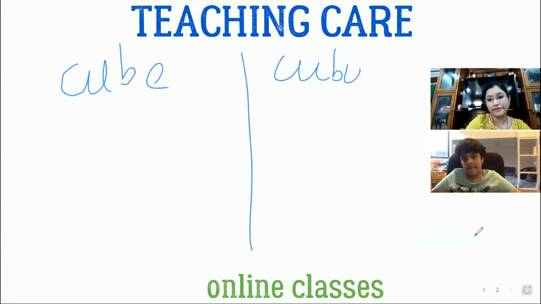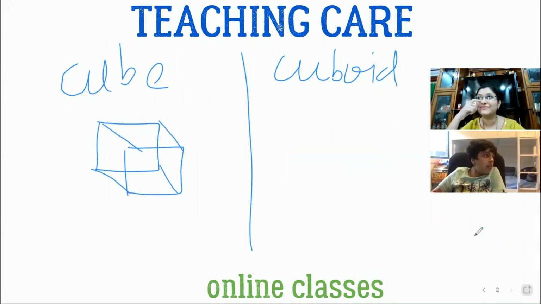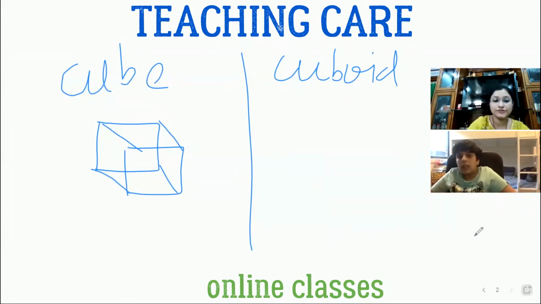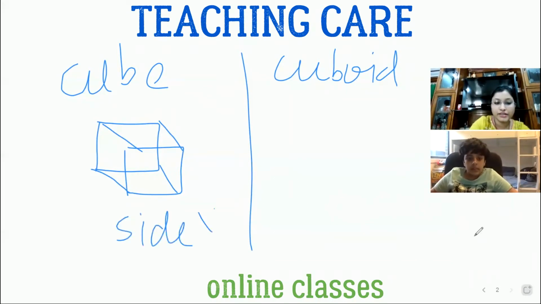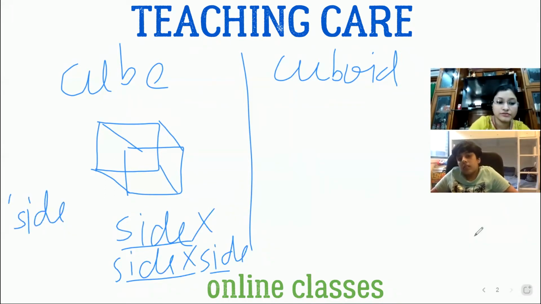Now two things are there. First is your cube, and second thing we talked about is cuboid. What happened in cube? Cube looks like this. Cube is completely made up of squares. Now what happened in a square? All the sides are equal. So that's why it is called side into side into side. Length, breadth and height, all three things are the same for it. So the volume of a cube is side cube.